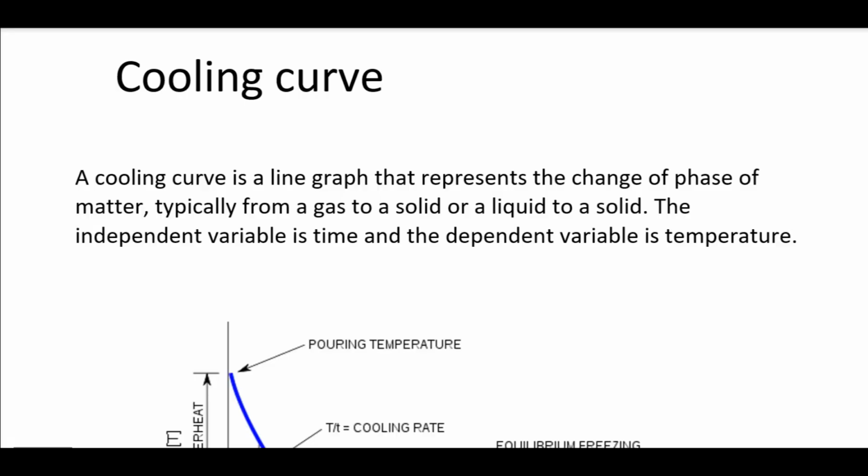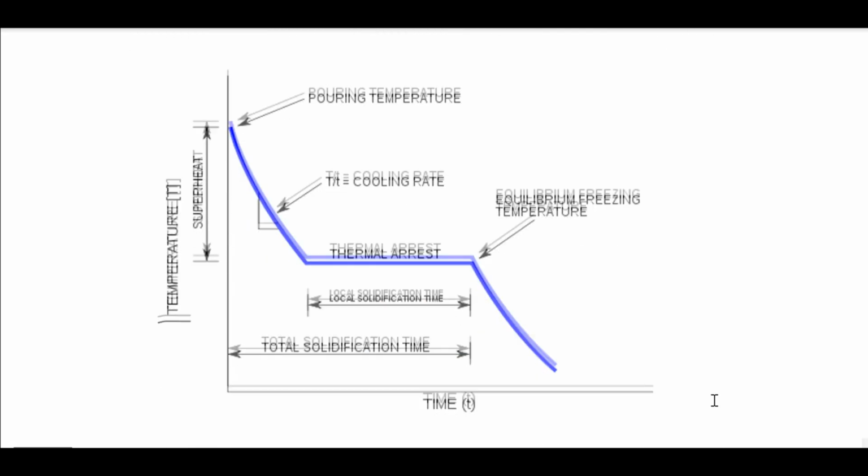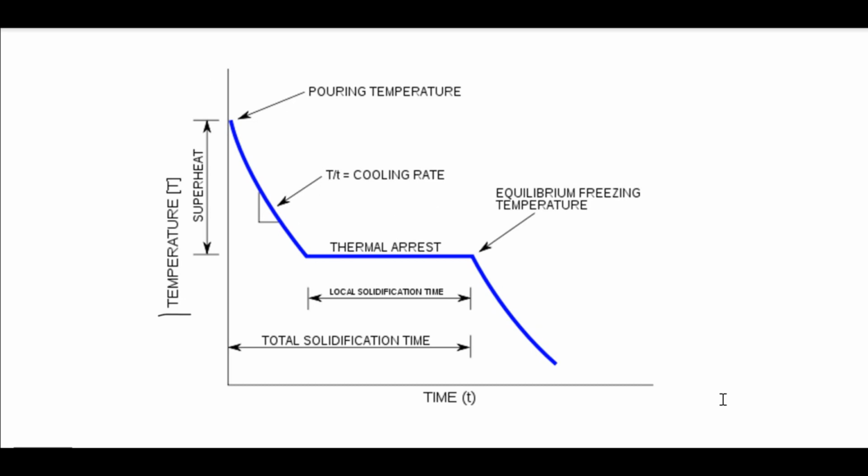Cooling curve. A cooling curve is a line graph that represents the change of phase of matter, typically from a gas to a solid or liquid to a solid. The independent variable is time and the dependent variable is temperature. So here is the graph. We have temperature on the y-axis and time on the x-axis.